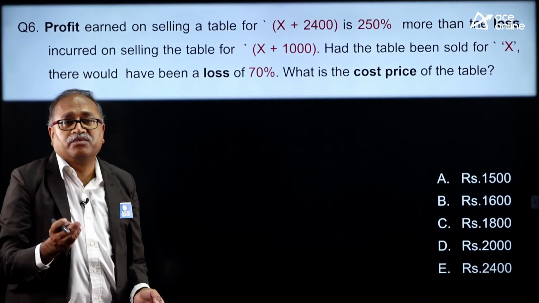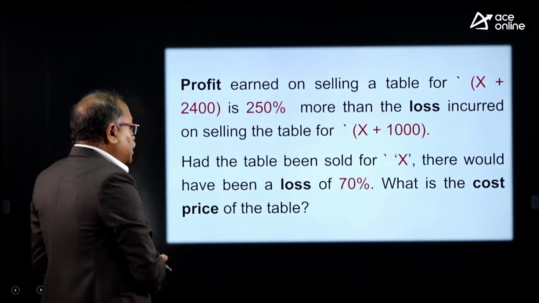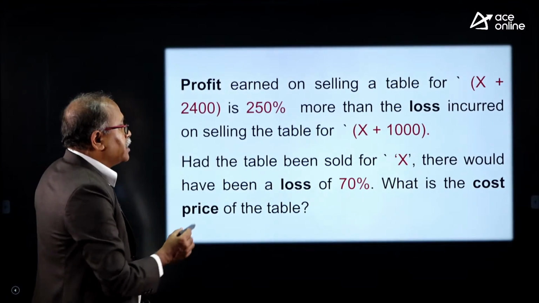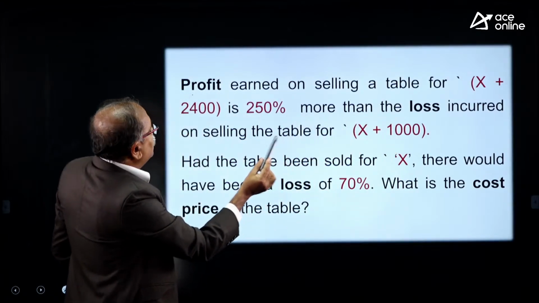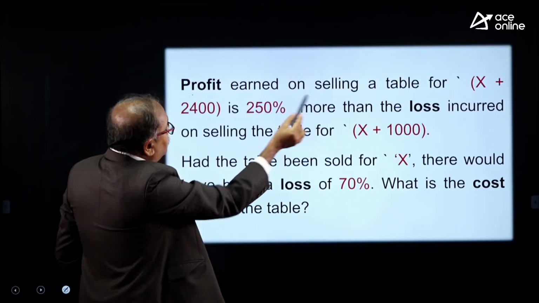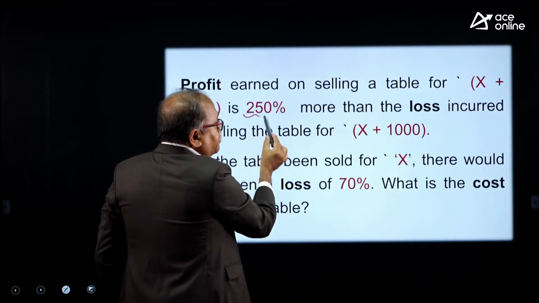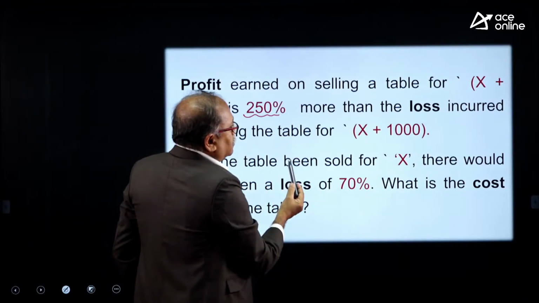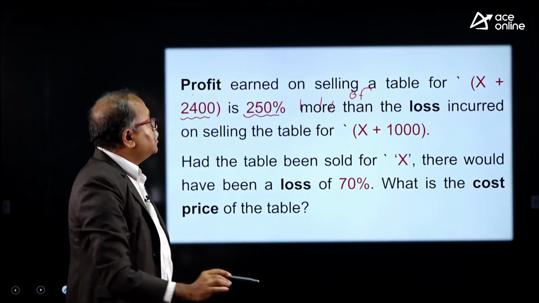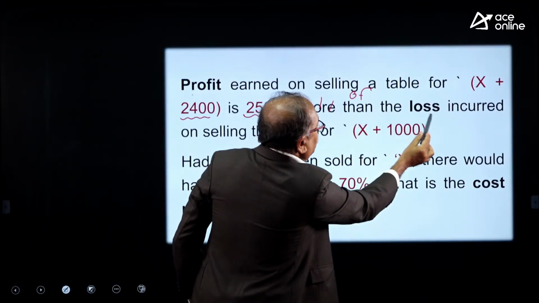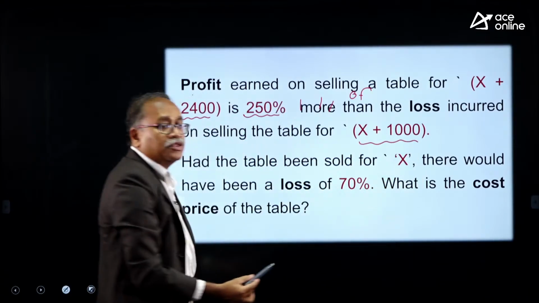And the next question on your board is a really beautiful question. Look at this part, it is a previous year asked question, and what is the fact given to answer this question? The profit earned by selling a table for rupees x plus 2400 is 250% of the loss incurred by selling the table for rupees x plus 1000.